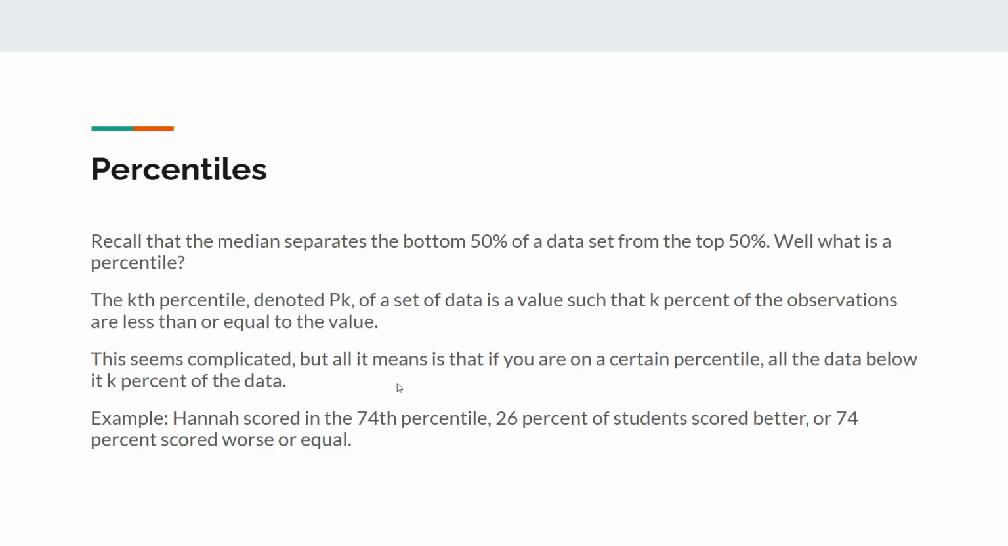So this seems complicated, but all that means is if you're on a certain percentile, all the data below is k% of the data. For example, let's take a girl named Hannah, and she scored in the 74th percentile. That means 26% of students scored better, or 74% scored worse or equal. So as you can see here, Hannah is in the kth percentile in terms of the test, meaning that 74% of data is less or equal to the value.